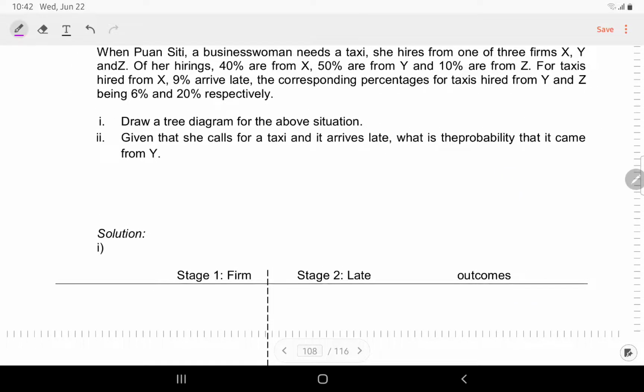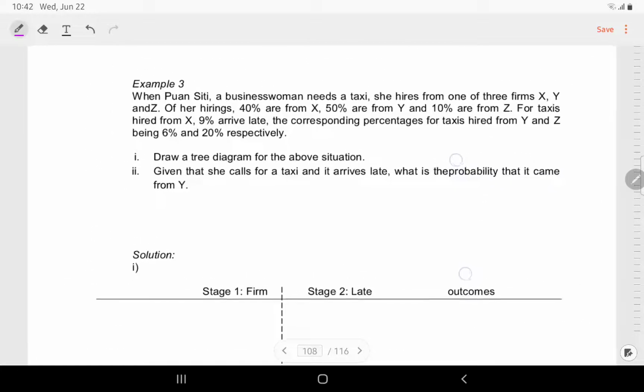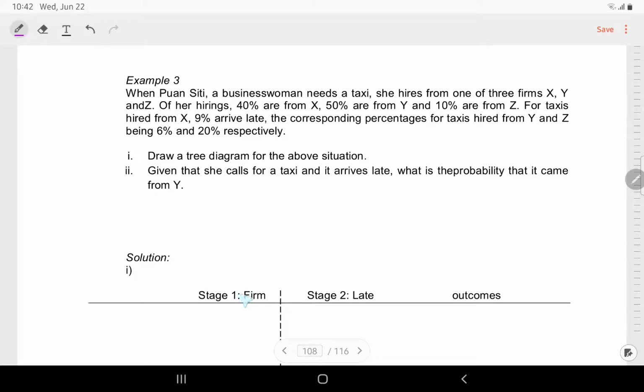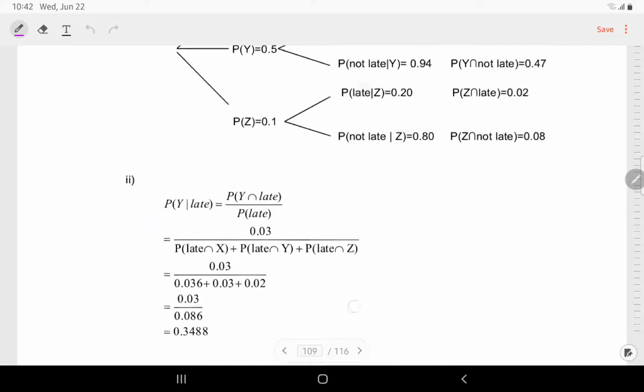Okay, so dekat sini kita ada dua stage sebab kita ada dua event. First event adalah dia hire taxi daripada firm XYZ. Second event adalah taxi tu lambat. Okay, so first stage kita ada firm daripada firma XYZ. Nanti kat sini kita akan bahagikanlah dekat bawah ni XYZ. Stage tu adalah event yang taxi tu late ataupun not late. Okay, so dia akan jadi macam ni.